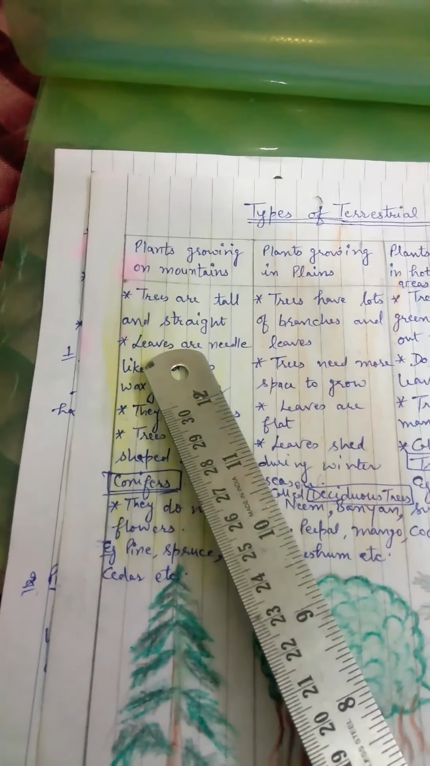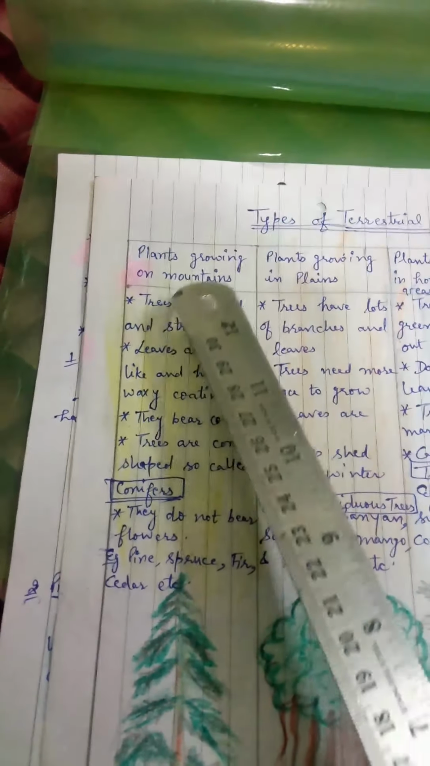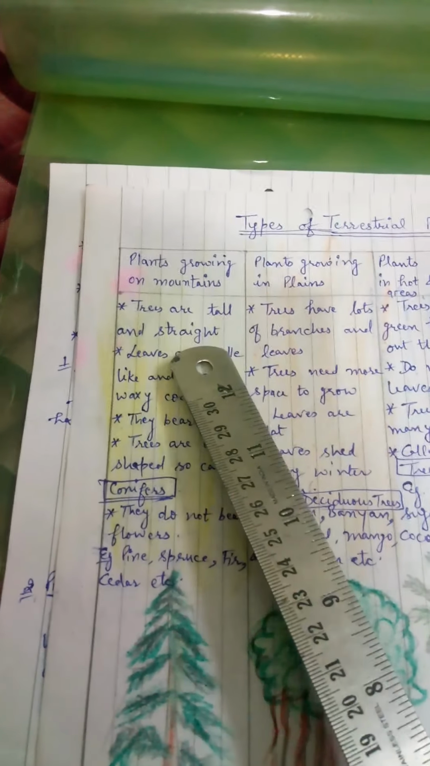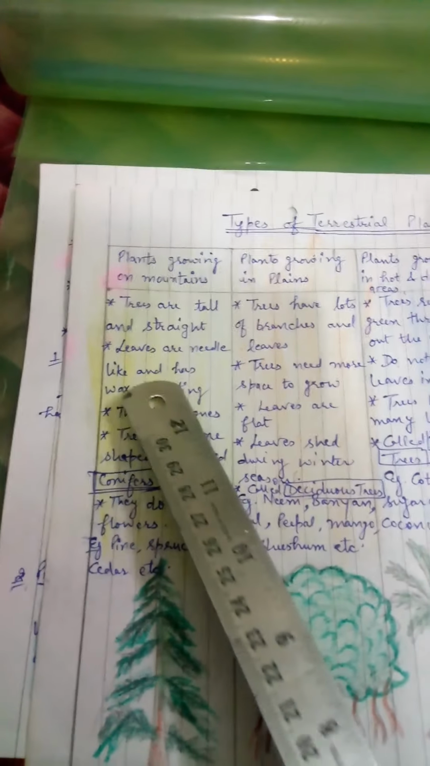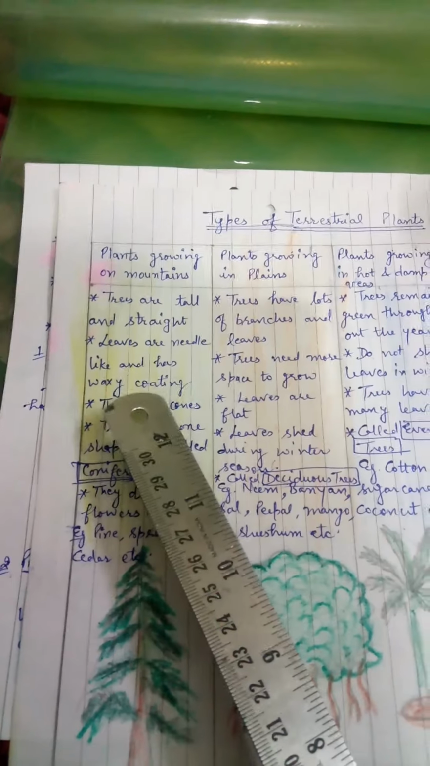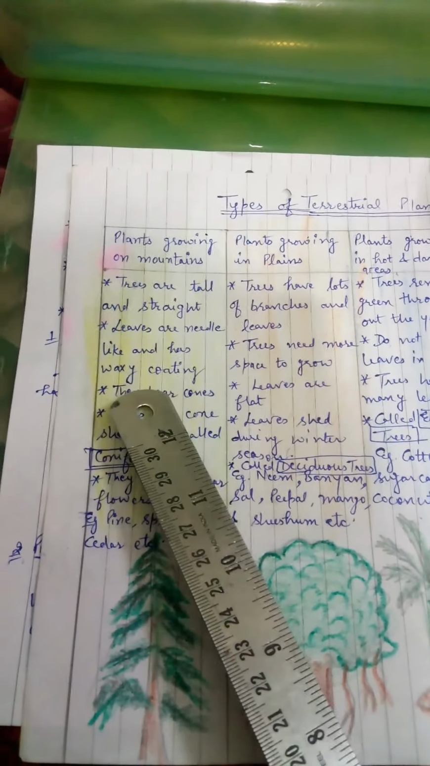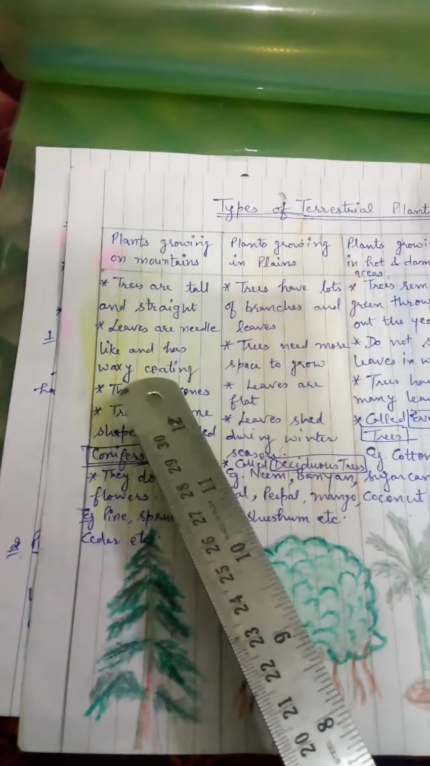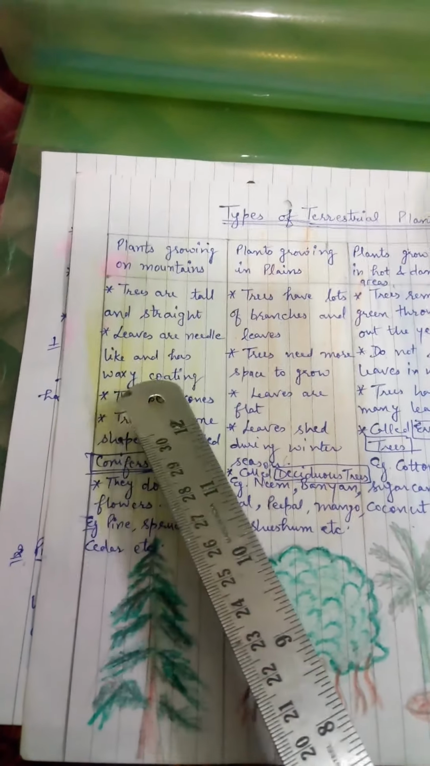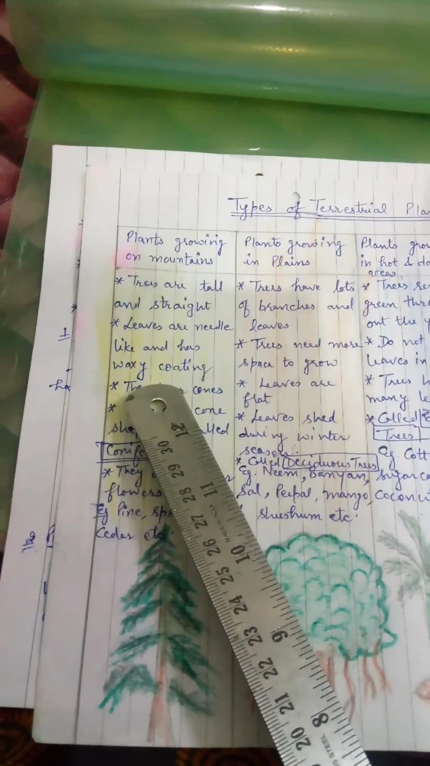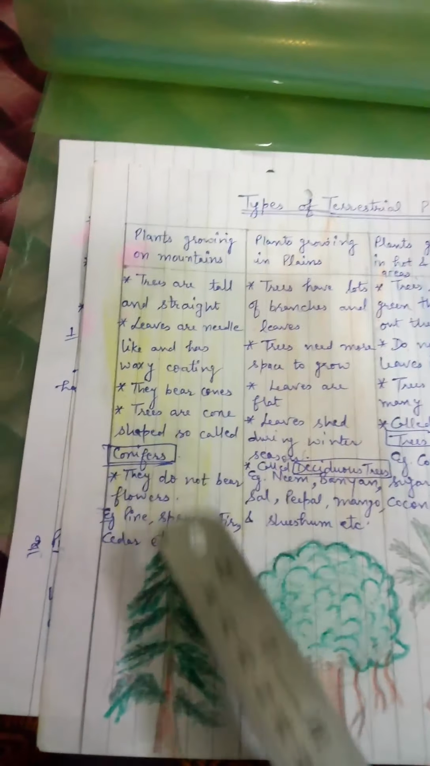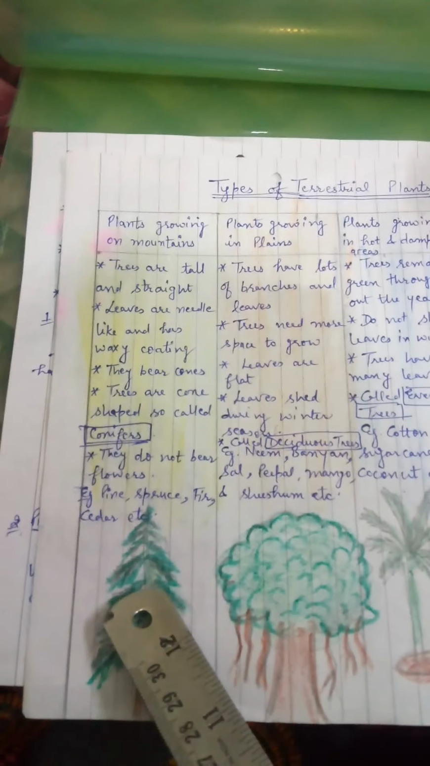As I've told you, plants grow everywhere, so plants also grow on the mountains. The plants that grow on mountains are tall and straight. Leaves are needle-like and have a waxy coating. Why do the leaves have a waxy coating? Because this waxy coating helps the ice and the water slip off easily, and the leaves will not get rotten. They bear cones.